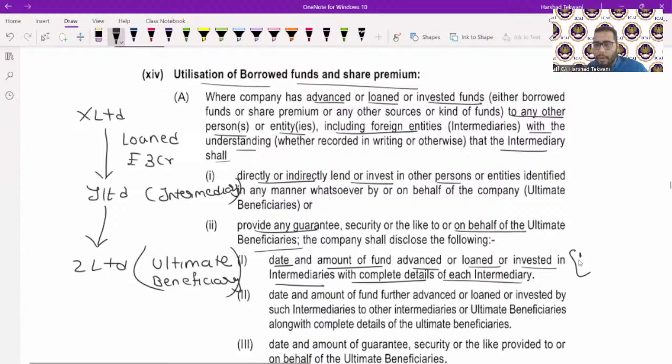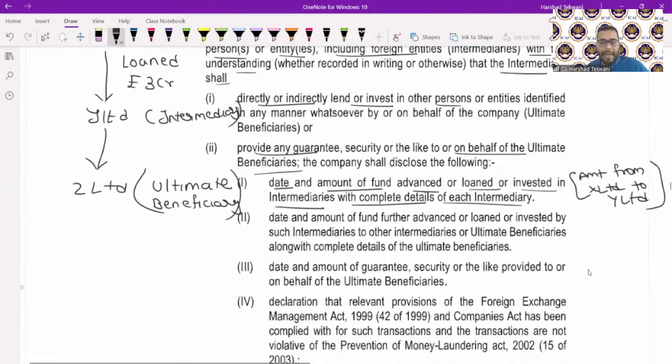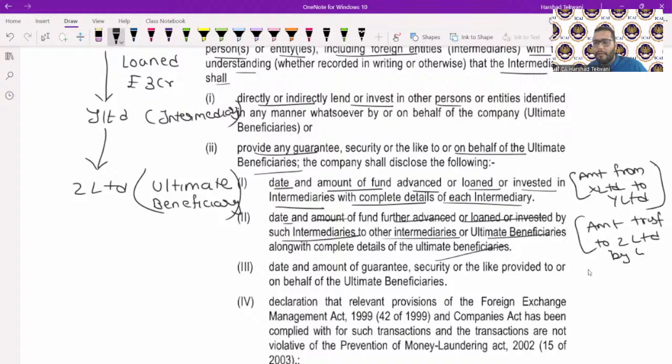So here, the amount from X Limited to Y Limited, I need to disclose the details of this. The amount which flowed from X Limited to Y Limited, 3 cr. Then the date and amount of funds further advanced or loaned or invested by such intermediary or other intermediaries or ultimate beneficiary, along with the complete details of ultimate beneficiaries. So the amount transferred to Z Limited by Y Limited, that is the detail we are talking about.